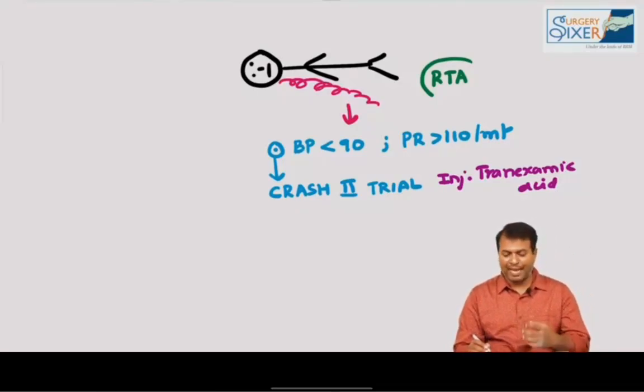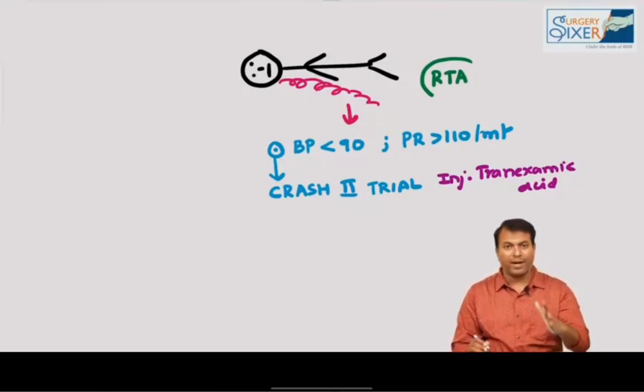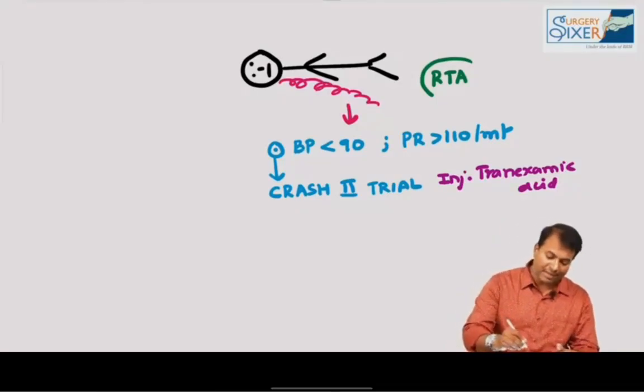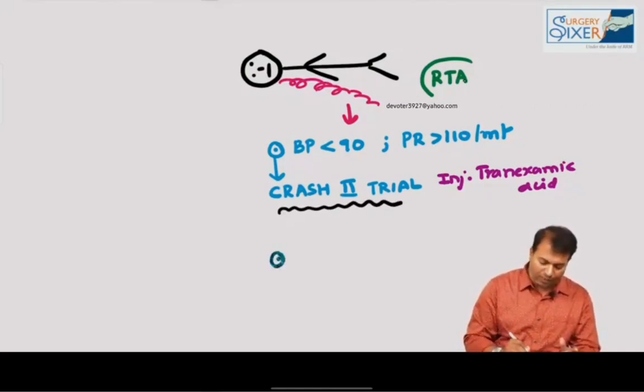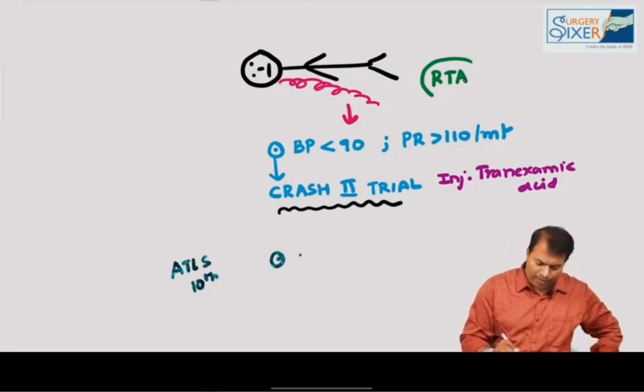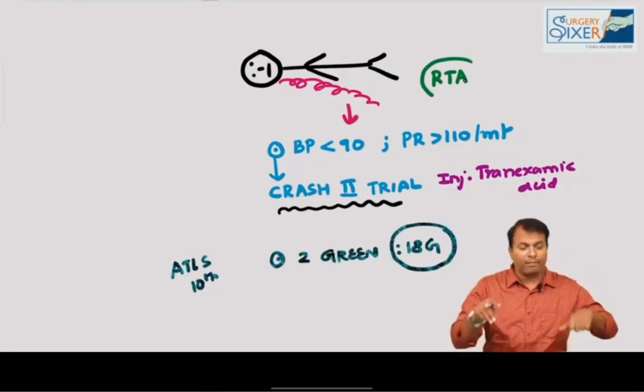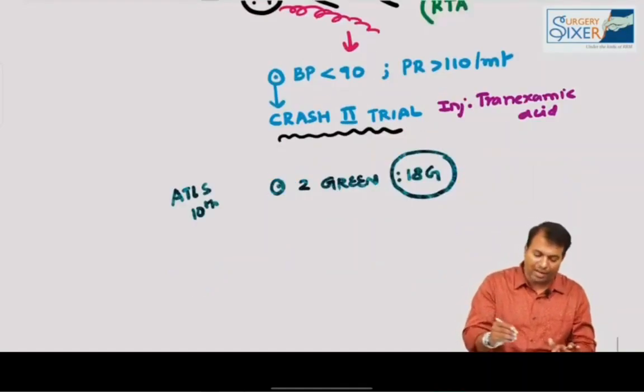Tranexamic acid can be given stat, and at the point of trauma itself we can advise the paramedical people to give tranexamic acid in trauma patients according to the CRASH-2 trial. This is the first point you should not forget. And immediately start IV cannulation according to the ATLS manual 10th edition. What Venflon will you start for these patients? We should start 2 green Venflons, 18 gauge, on both sides of the limb.